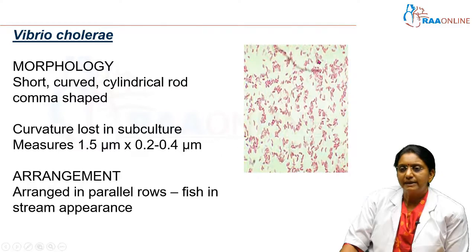And in staining like gram stain, you can see that all the Vibrio will be usually arranged in parallel rows. So they look like fish traveling in a stream. So this is known as a fish in stream appearance, which is very characteristic of Vibrio cholerae.